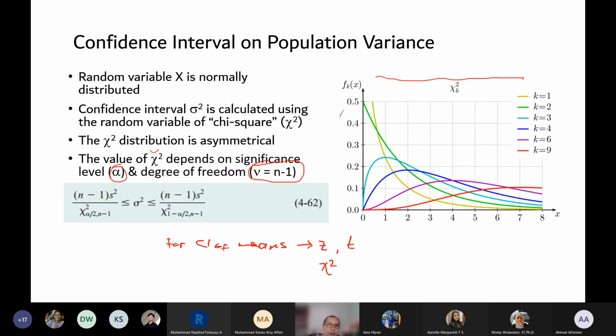Okay, so if the problem asks you to calculate the confidence interval of a sample or population mean, then you need to use either Z or T, and you need to use the formula that we discussed a few minutes ago, right? If the problem asks you to calculate the CI of variance or population variance, then you use equation 4.62. Remember, any population descriptor, whether it's mean or average or variance, standard deviation, you can calculate the confidence interval of those numbers.